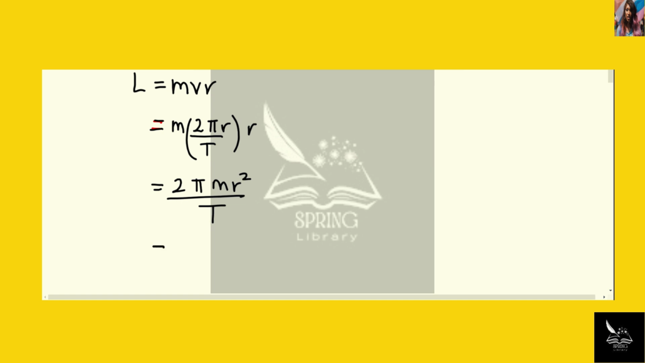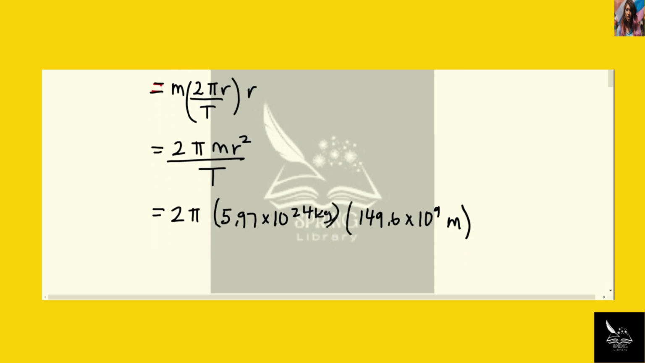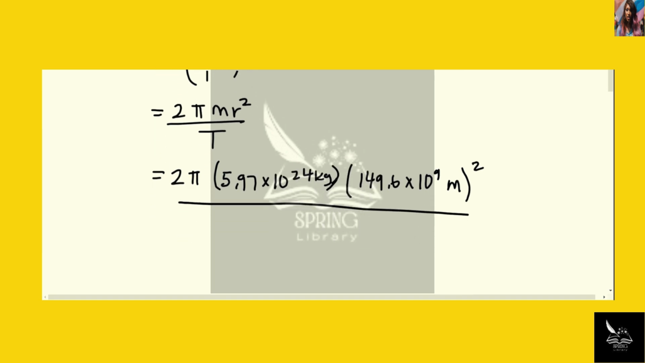So we're going to plug in our variables. The m will be the mass of the Earth. The r is going to be the radius of the orbit, or the distance between the Sun and the Earth, so that's going to be 149.6 times 10 to the 9 meters, squared. And then that's going to be over the period.